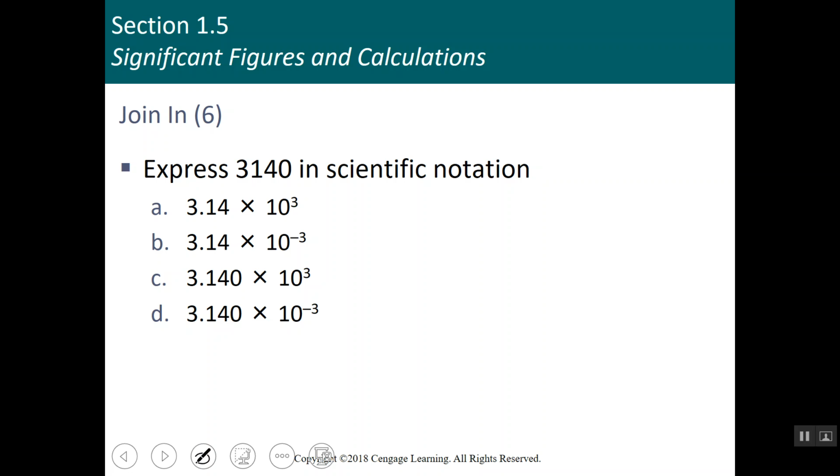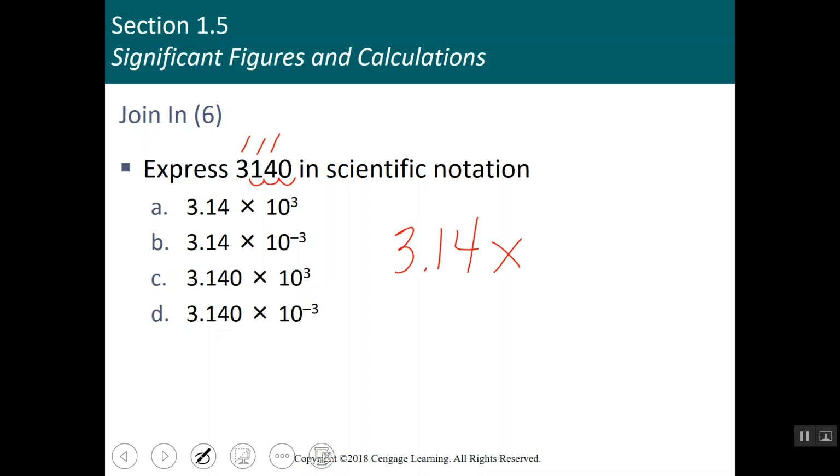So a few final questions here. Express 3140 in scientific notation. So 1 significant figure, 2 significant figures, 3 significant figures. That 0 is not significant. If we had a decimal here, we would move it that direction 3 times. So we would have 3.14.